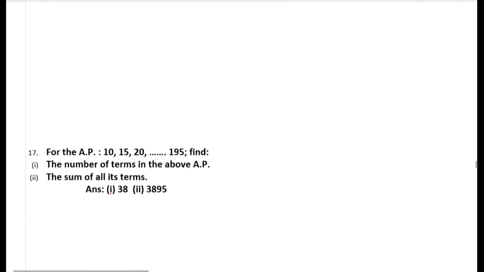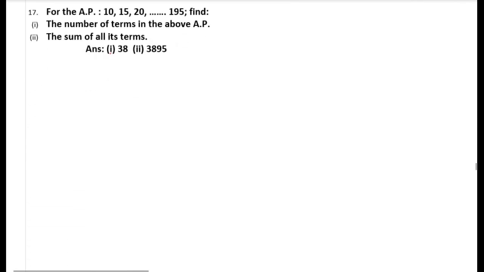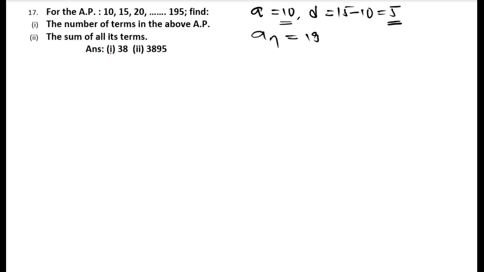Great. Next question. For the AP 10, 15, 20, ..., 195, find the number of terms in the above AP and the sum of all its terms. So the first term is 10. The common difference is 15 minus 10, which is 5. The last term, that is nth term, is 195. First, they are asking us to find the number of terms, that is n. And then they are asking the sum of all its terms, that is S of n.